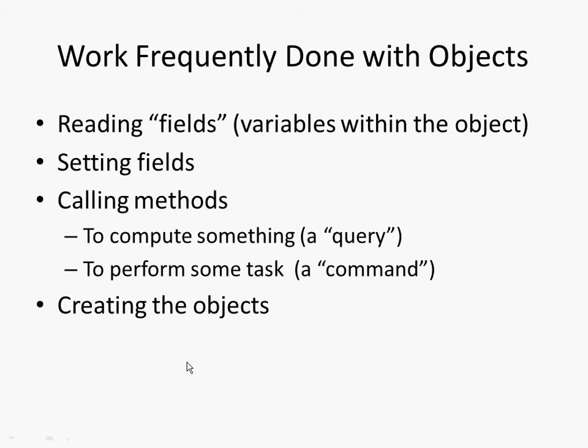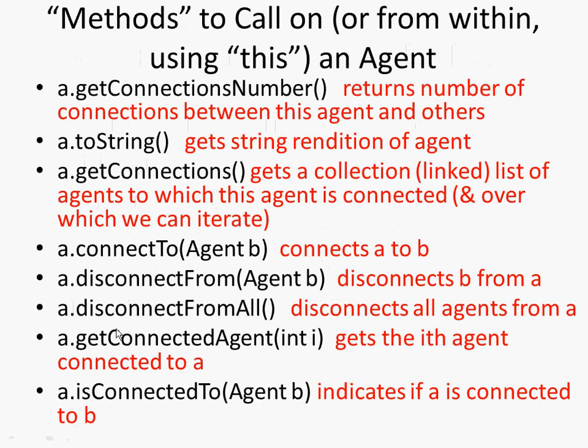And finally, I can create those objects. So we saw a lot of this today. If I have a reference to an agent, I can call get connections number, which returns the number of connections. I could call its toString, which gives a representation of that agent as a string, so I could print out information on it. I could ask, give me all your connections. I could say, hey, connect to this other agent. So by saying one agent, I can address it. Conceptually it's a command. I can say, hey, you connect to her, and now this connection exists. Or I could say, you disconnect from her. Or I could say, disconnect from all of your connections.